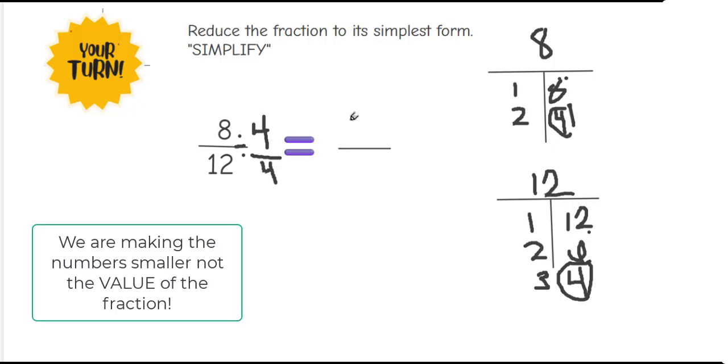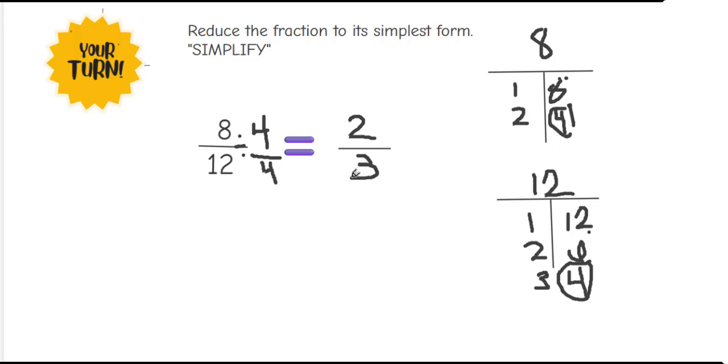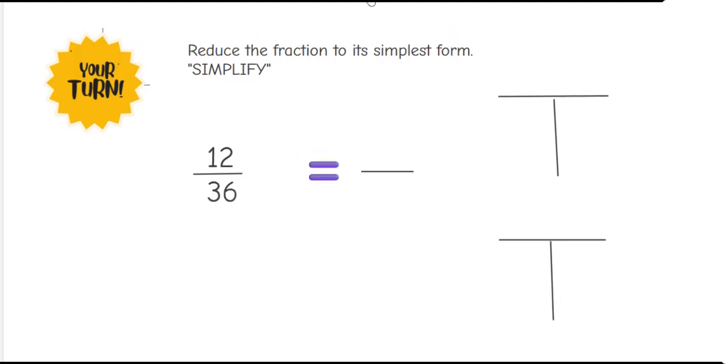8 divided by 4 is 2, and 12 divided by 4 is 3. 8 twelfths, reduced or simplified, the fraction is 2/3. That's the smallest fraction that is equivalent to 8 twelfths. Reduce the fraction to its simplest form, simplify it. Pause the video, figure it out, and then come back.